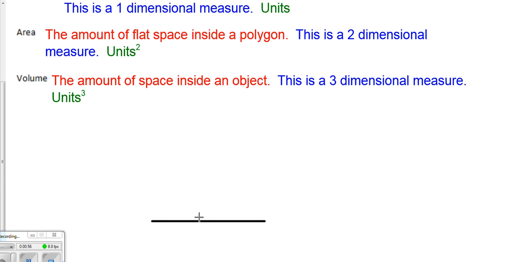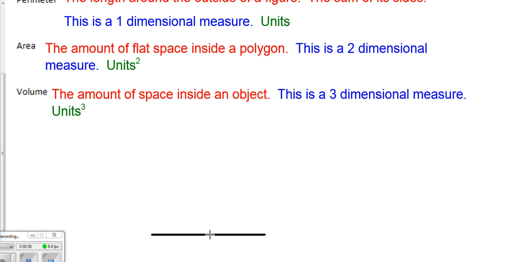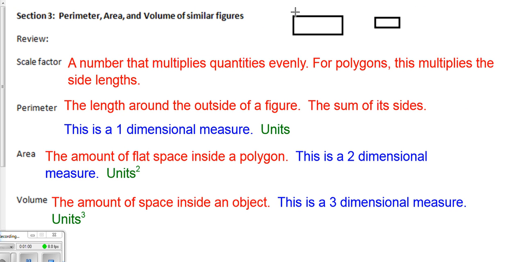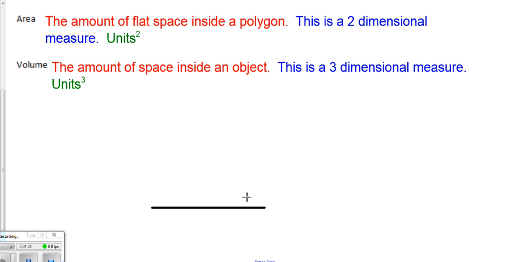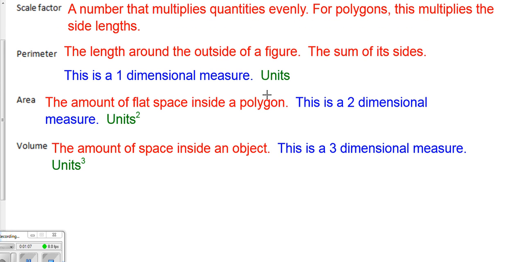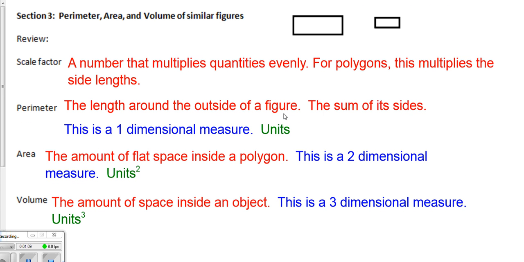in one direction. Okay, so if you just have a line, which technically this perimeter is just a line around the outside, when it's just one line, that is one-dimensional. So we use just units. Okay, so like feet or centimeters or miles.